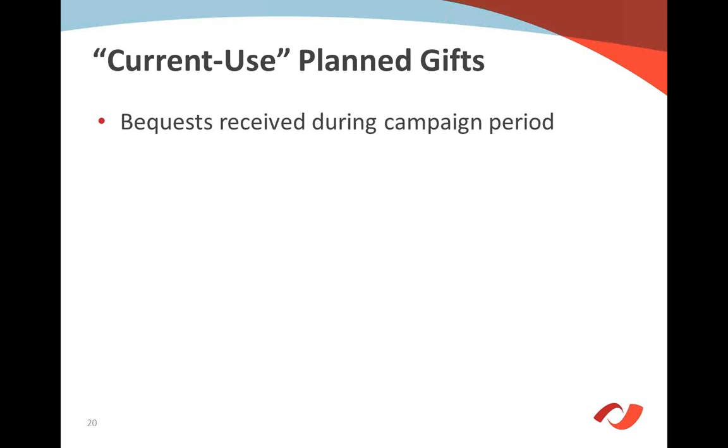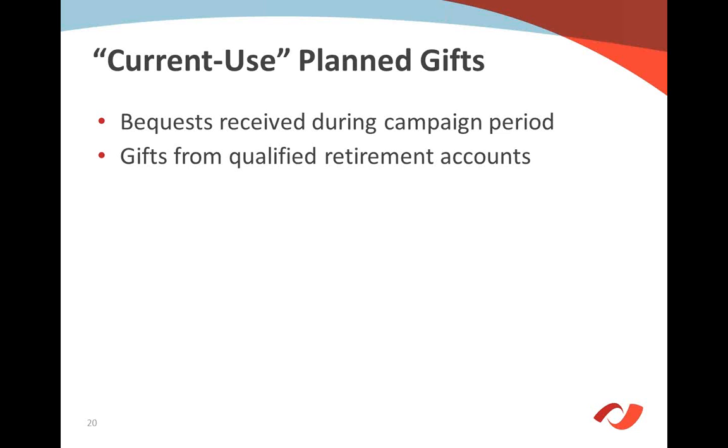bequests that come in. The second is gifts from qualified retirement accounts, and it's often very beneficial to donors to give to charity from IRAs or 401ks because of the complications of passing along retirement funds on which tax was not originally paid. Passing them along to heirs can sometimes be a bit complicated, but giving them directly to charity works really well. So often these gifts are great.